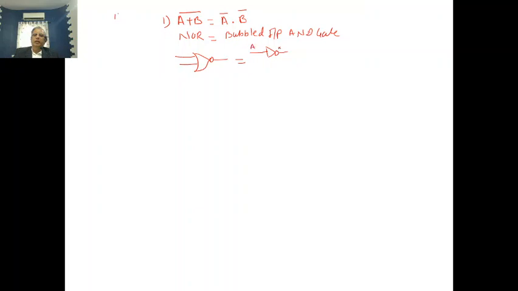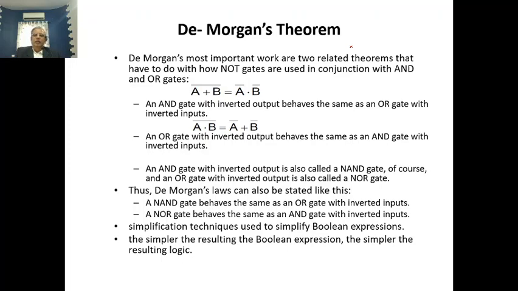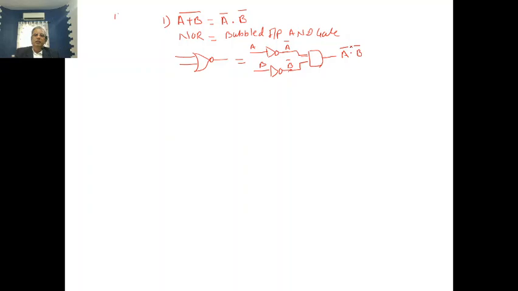This is A, this becomes A bar. Then B, B bar, and ANDing operation of these two, and the output is here A bar dot B bar. This is the first De Morgan's theorem, and the second De Morgan's theorem is A dot B whole bar, that is equal to A bar plus B bar.